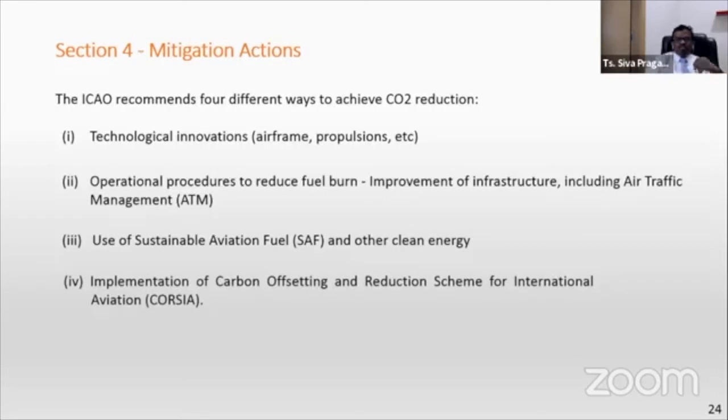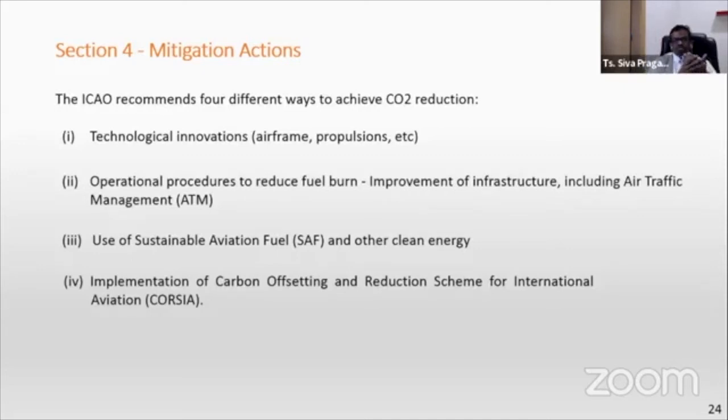And finally, the implementation of the Carbon Offsetting and Reduction Scheme for International Aviation, or CORSIA, right? So CORSIA is a body. And what do we mean by carbon offset? Carbon offset means what can we do to help offset, to remove the carbon dioxide, right?